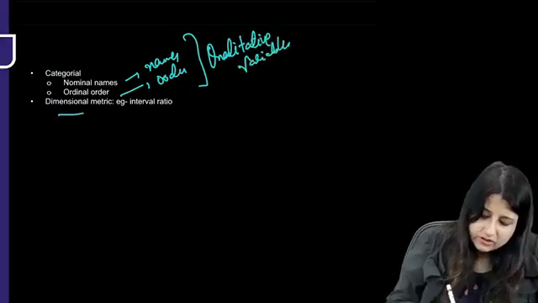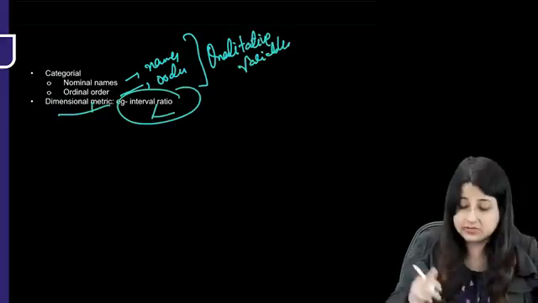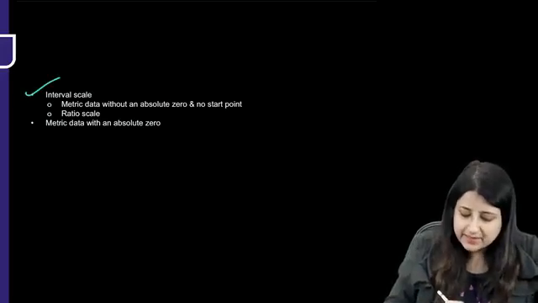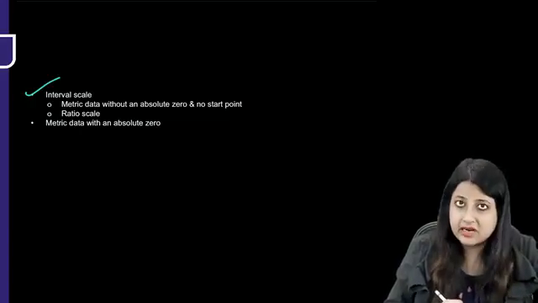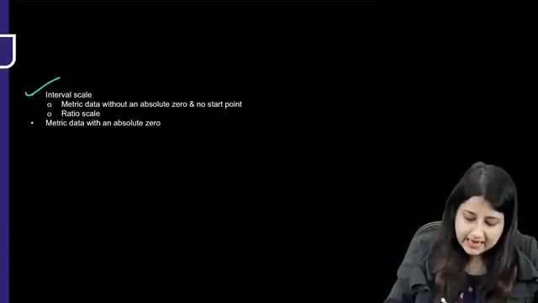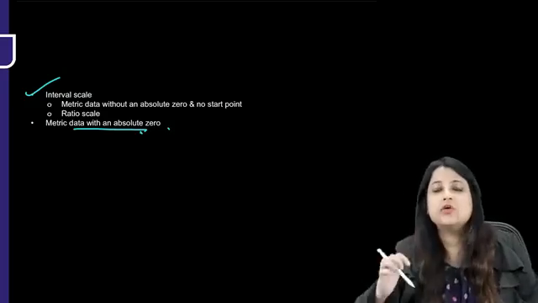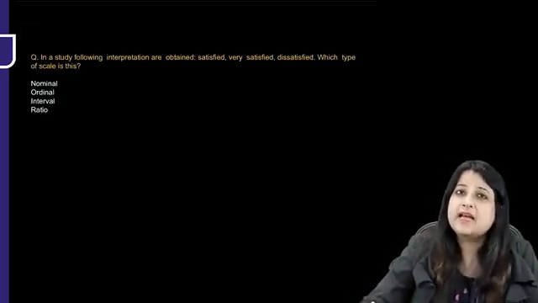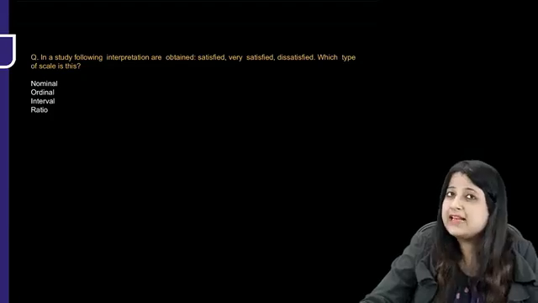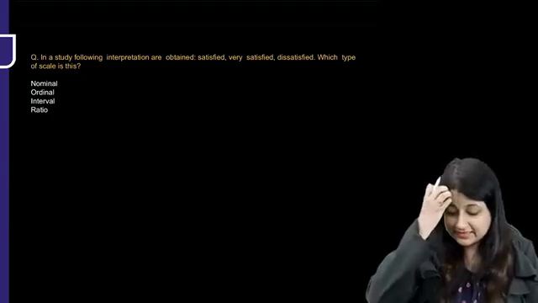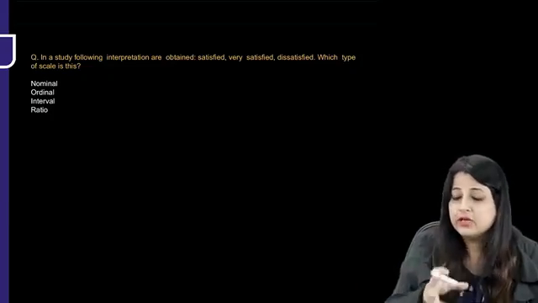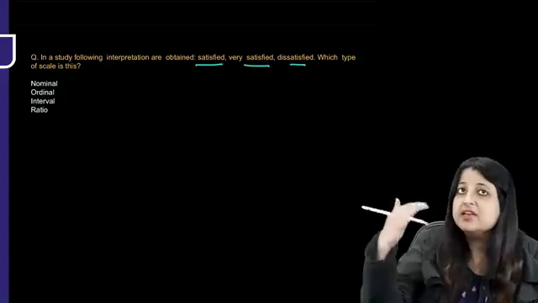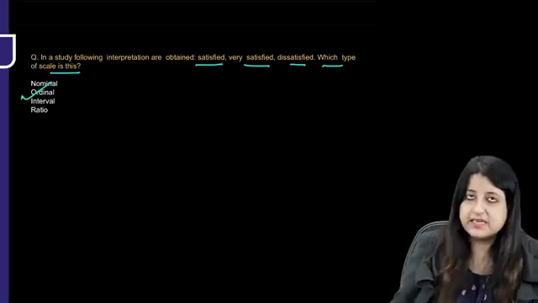Then you have dimensional or metric scales like interval scale and ratio scale. Now, what are these interval and ratio scales? Just read it with me once. Interval scale is metric data without an absolute zero and no start point. But ratio scales are metric data with an absolute zero. This is just an example of interval and ratio scales, like temperature in Fahrenheit. That is interval scale. But if I have to express LDL, HDL, all that can be expressed in ratio scales. Most commonly, they ask you about the categorical scale, nominal and ordinal. See over here, satisfied, very satisfied, dissatisfied. Is it an order? Yes. So this becomes an ordinal scale.